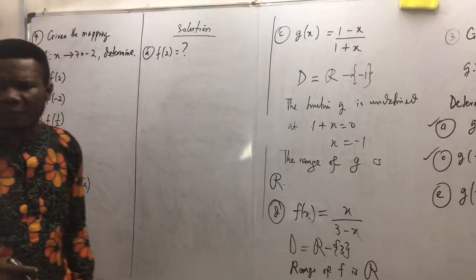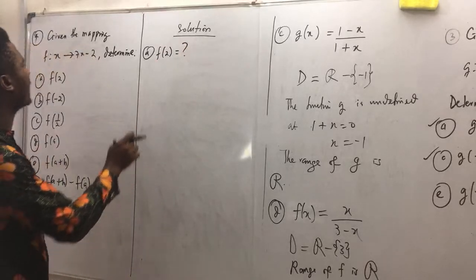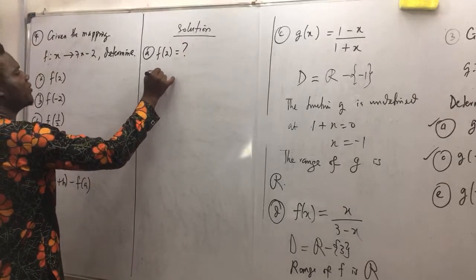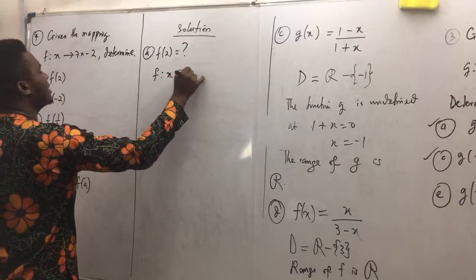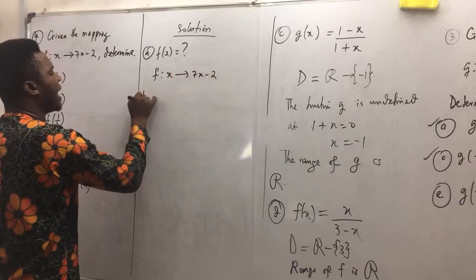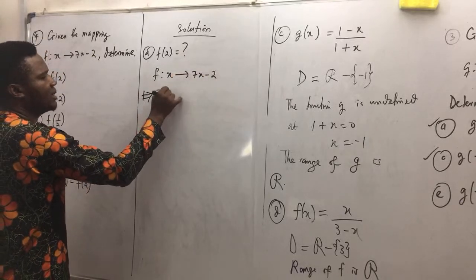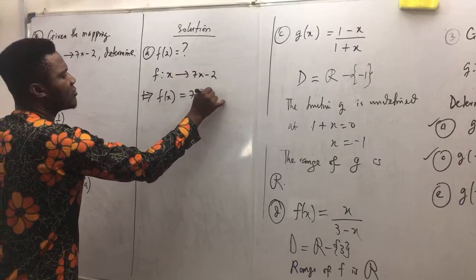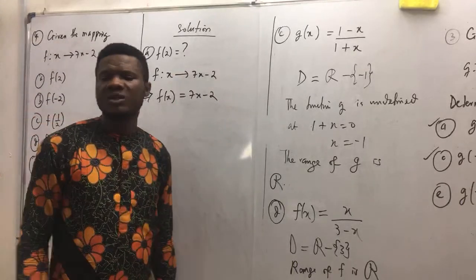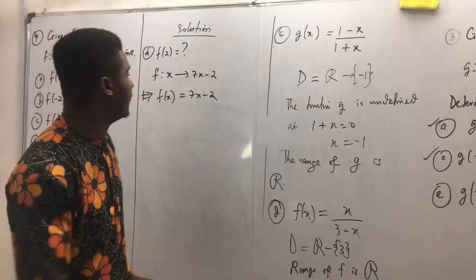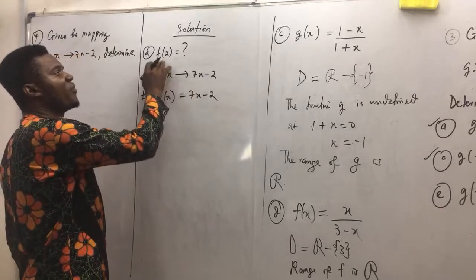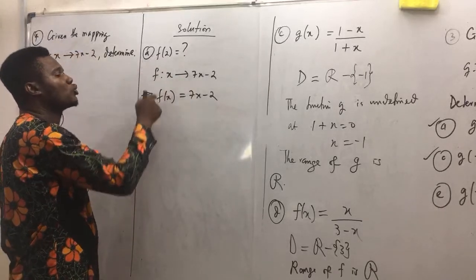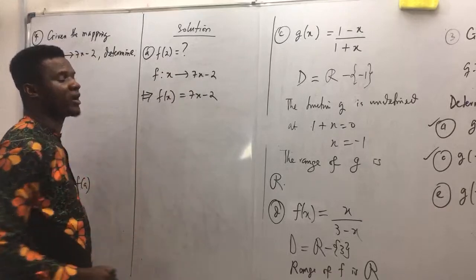What would f of 2 be? Now, if you take note of the function we were given, f from x into 7x minus 2 implies that f of x is equal to 7x minus 2. So what you'll be doing, if this problem is given to you to find f of 2, is to put 2 in place of x in this function wherever you find it.